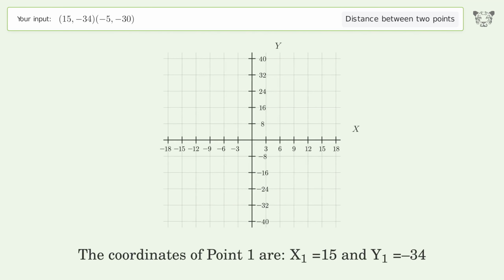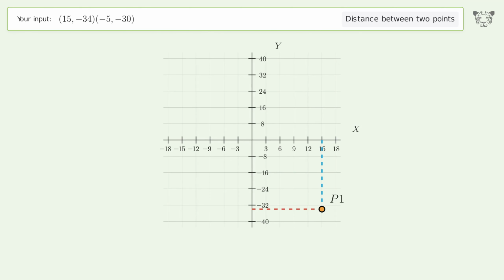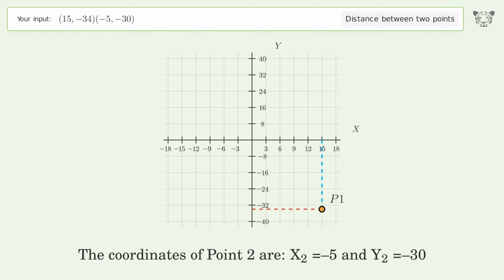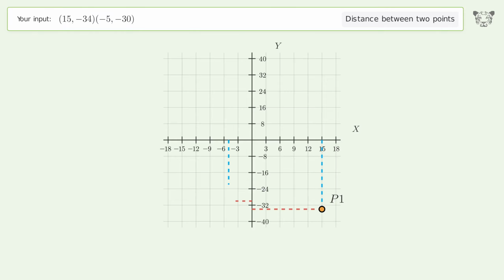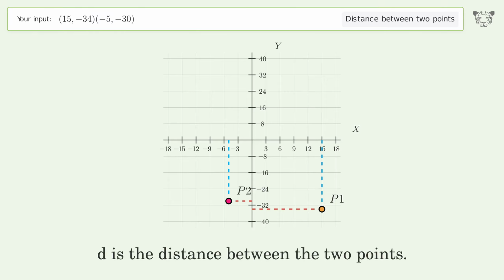The coordinates of point 1 are x1 equals 15 and y1 equals negative 34. The coordinates of point 2 are x2 equals negative 5 and y2 equals negative 30. D is the distance between the 2 points.